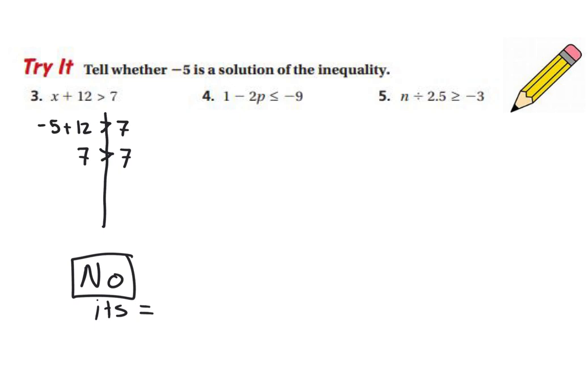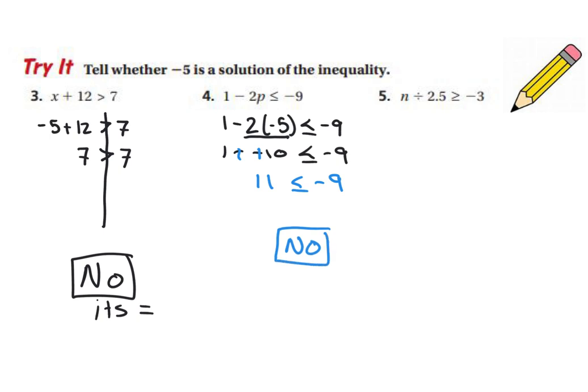For number 4, 1 minus 2 times -5 is less than or equal to -9. So we'll have to do order of operations. 2 times -5 is -10. 1 minus -10 is less than or equal to -9. Chop, chop, so that's 11 is less than or equal to -9, and that's no. 11 is greater than -9.